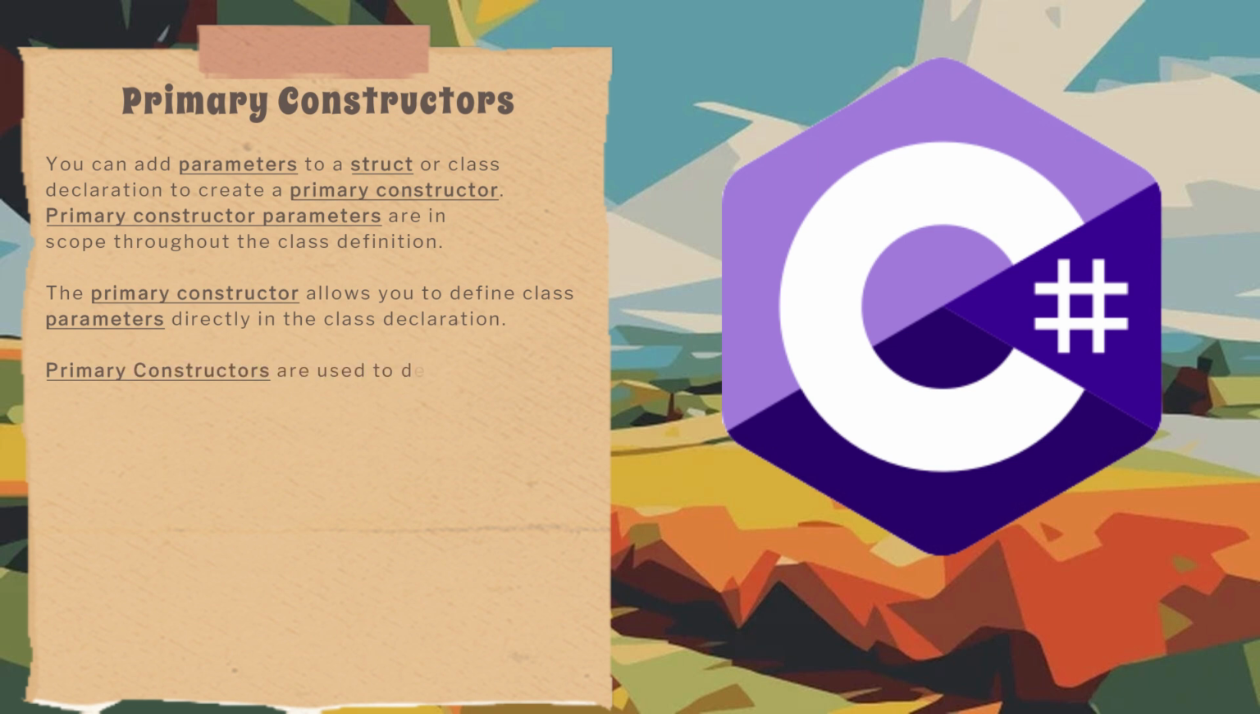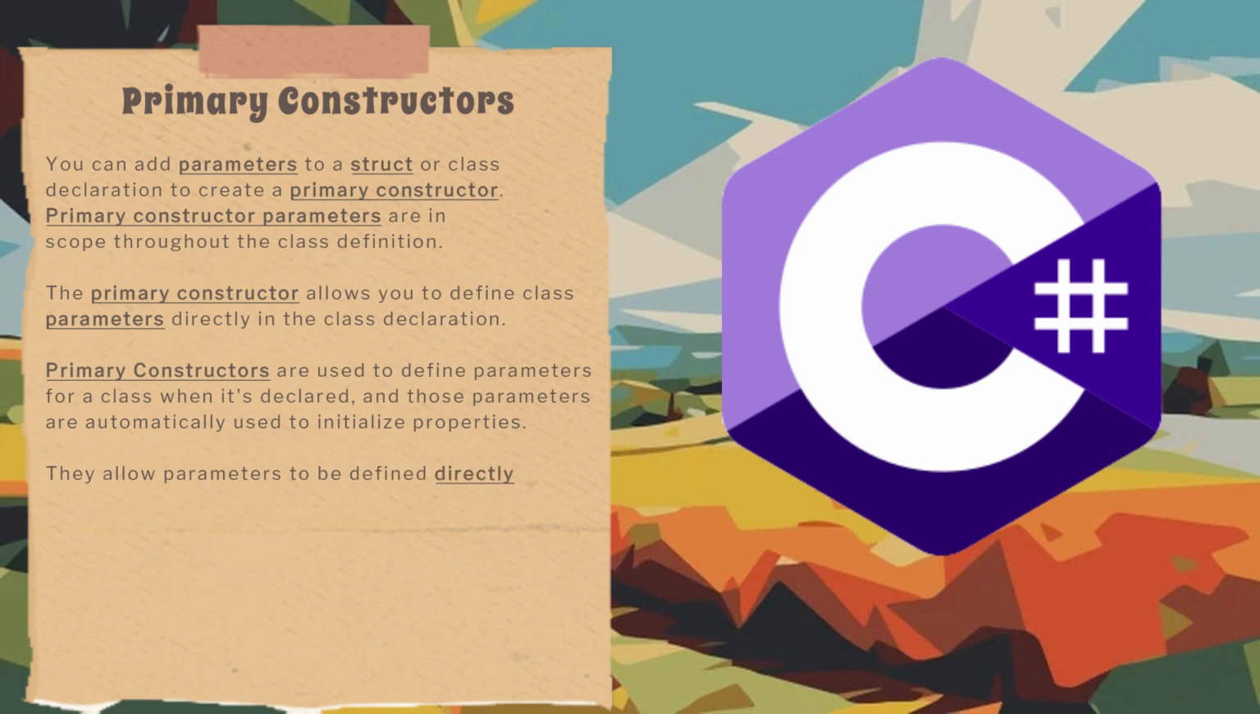Primary constructors are used to define parameters for a class when it's declared, and those parameters are automatically used to initialize properties. They allow parameters to be defined directly in the class declaration, and these parameters can be used to initialize the class properties or fields in a more concise and readable way.